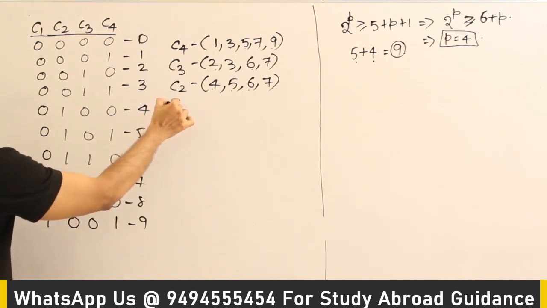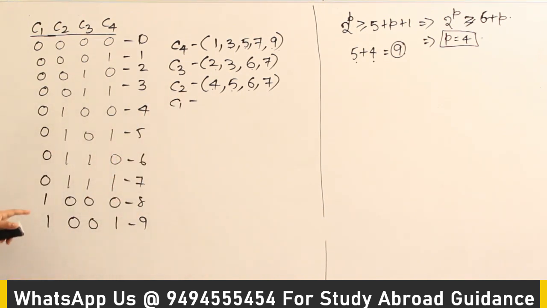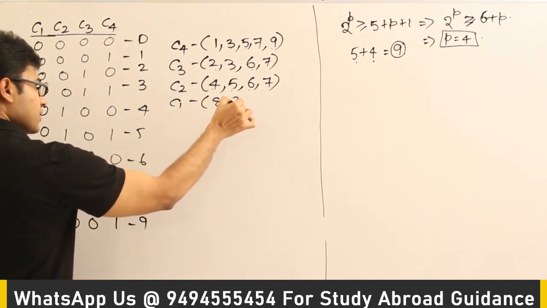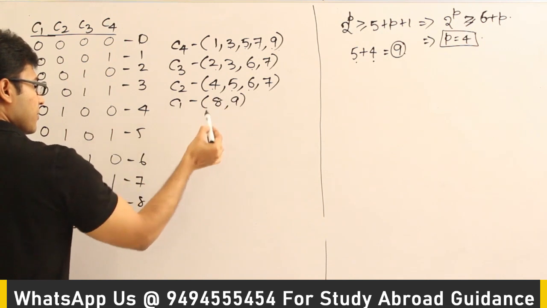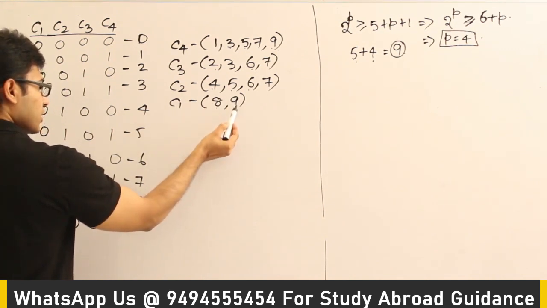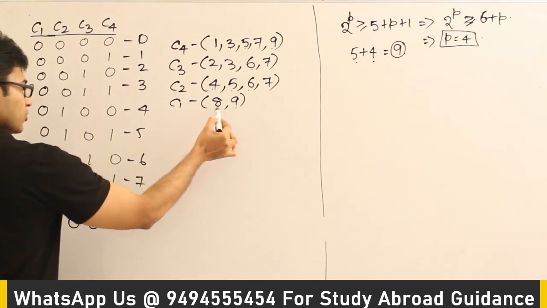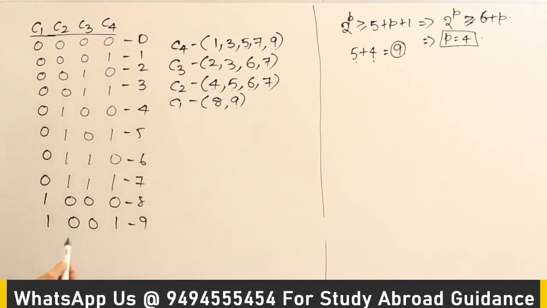And now what about C1? C1 is going to have only 8 and 9. So what does it mean? The parity bit at position number 8 is going to take care of message bit at position number 9, which means these two bits put together should produce an even parity. That is how we are supposed to fill out the parity bits.